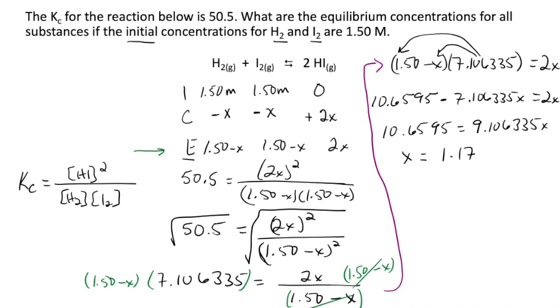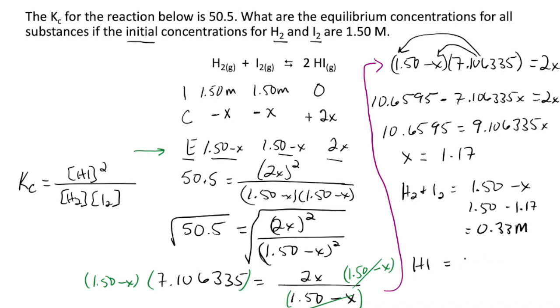Now we will use x to find the concentration of each substance by plugging it into each of these three equations. So your concentration of H2 and I2 at equilibrium is 1.50 minus x, which is 1.50 minus 1.17, which is equal to 0.33 molar. And the concentration for HI at equilibrium is 2 times x, which is 2 times 1.17, and that gives us an equilibrium concentration of 2.34 molar.